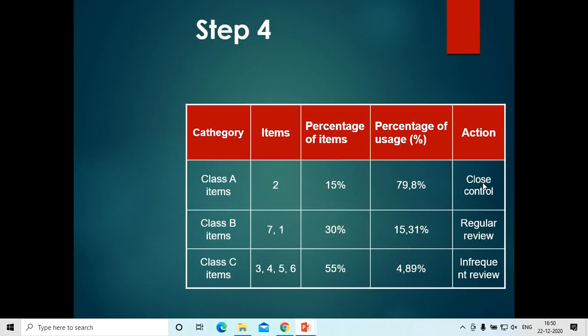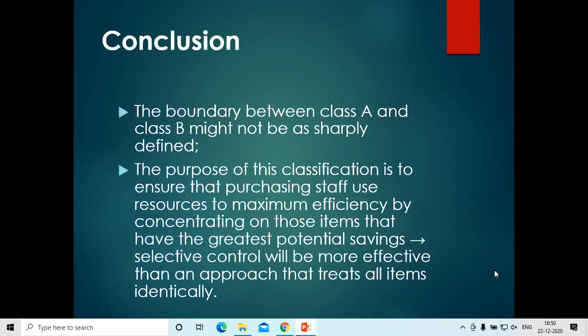You know that close control is required for A items, regular reviews are required for B, and infrequent reviews are required for C. So in ABC analysis there is a thin boundary between class A and class B, which cannot be sharply defined. Sometimes 79% will come in the A category, sometimes 81%. So the thin boundary cannot be defined.